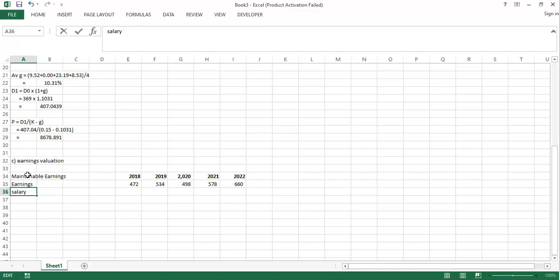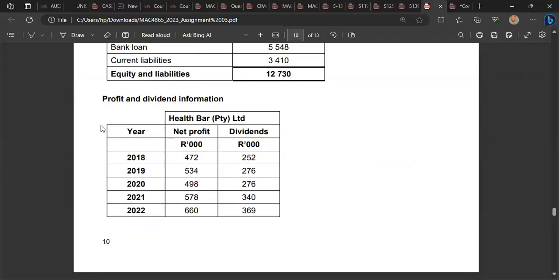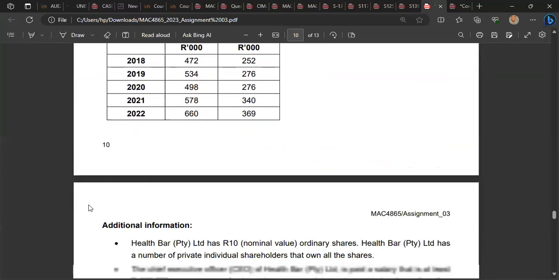Sorry, yes, where did you get the earnings? Okay, let me go back again and then we see the earnings. So this is where I got the earnings, these amounts here, net profit. That's the earnings.